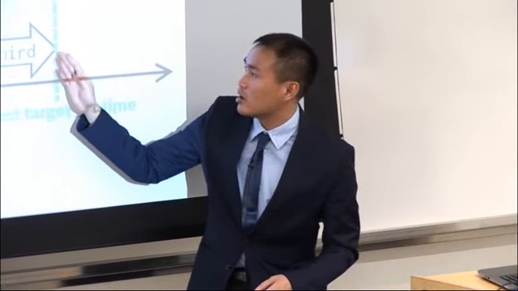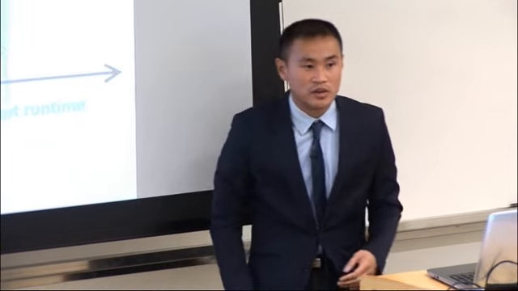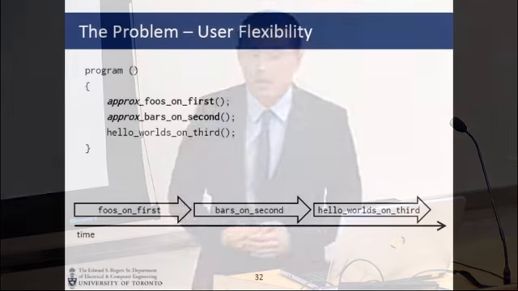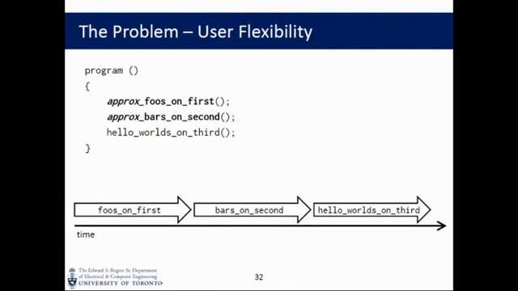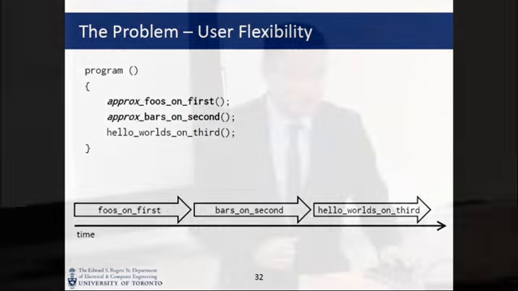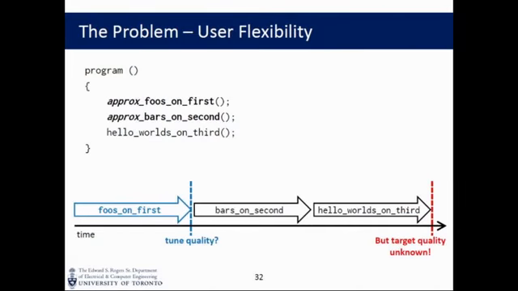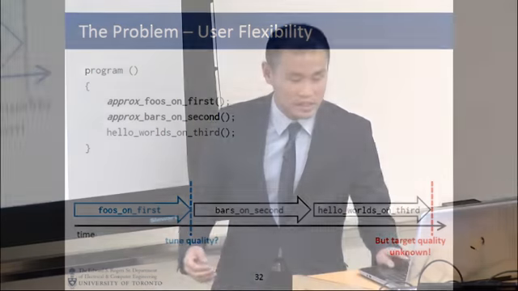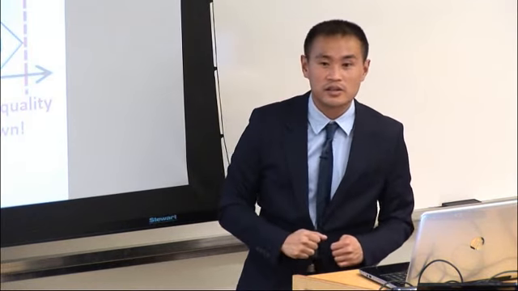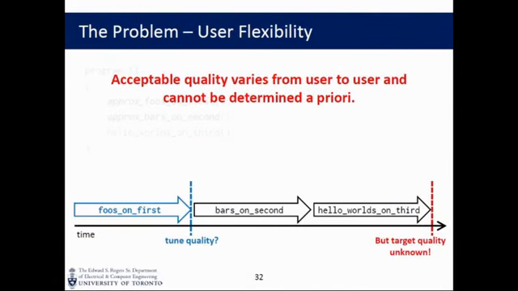Because if this is slightly off and this goes beyond that target runtime, is your output even acceptable at any point from there? And finally, a more subtle challenge in approximate computing is user flexibility. So that is, as before, if I wanted to tune the quality and apply some approximation to one of those computations, I don't even know what the target quality is. That's because acceptable quality, that notion, varies so much from user to user, and it can't be determined a priori. So how can we possibly deal with that with approximate computing?